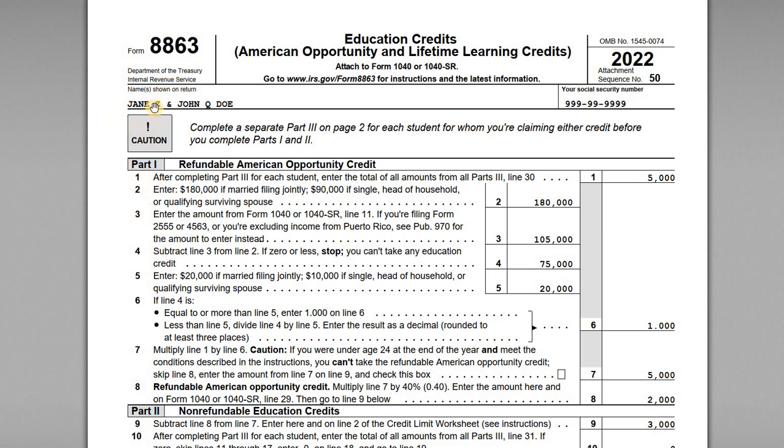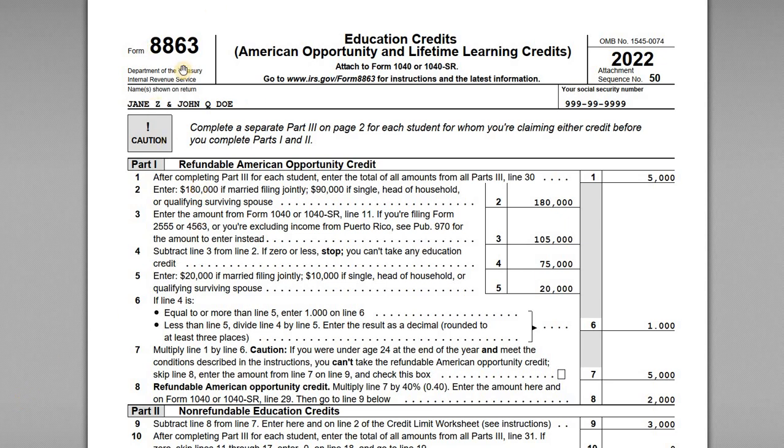Alright, for this Form 8863 tutorial, I want to go over how to complete it to claim the American Opportunity Education Tax Credit. Now, in this scenario, we have taxpayers Jane Doe and John Doe. They have two children that are in college, and both kids are eligible students for this credit, so the parents are going to claim the credits on their joint tax return.